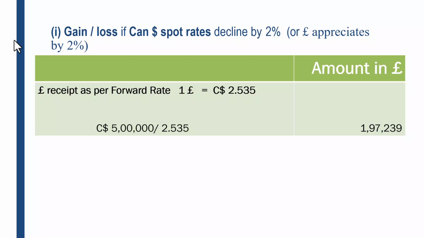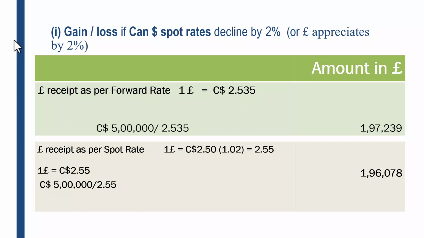Now, what happens if it declines by 2%? It declines by 2%, so that means the rate goes to 2.55. After 6 months, the rate was 2.55. If I have not taken a cover, I would have got 1,96,000. So this is divided by 2. There is an appreciation of pound by 2%, so I am just simply going to multiply by 1.02. So I get the rate here. And then I divide this by 5, I get this much.